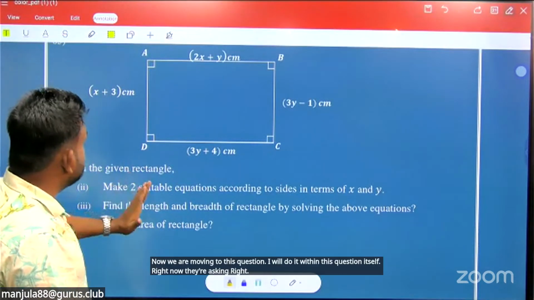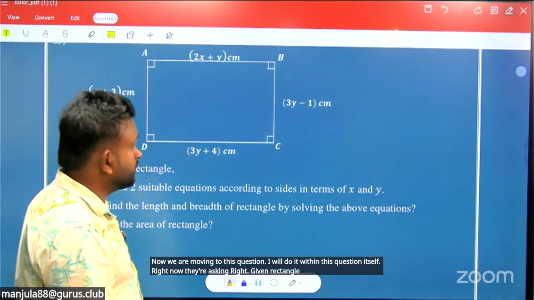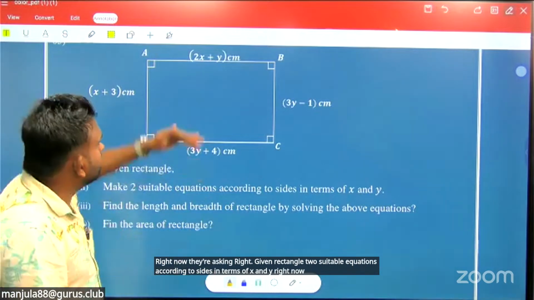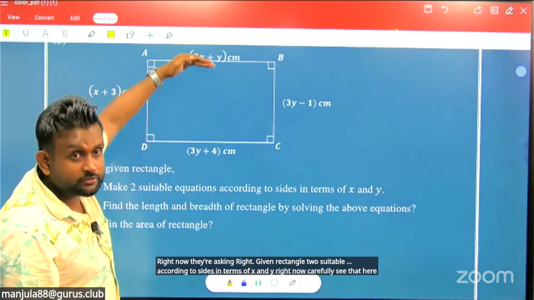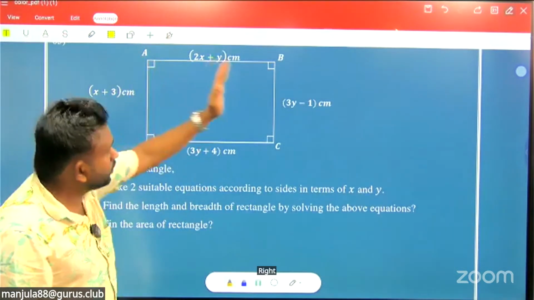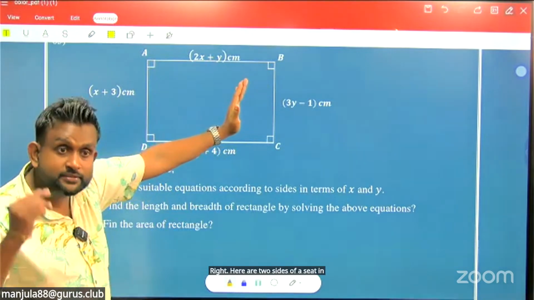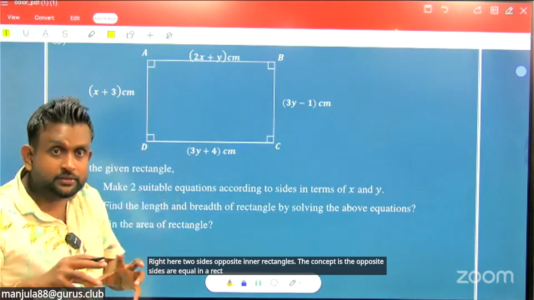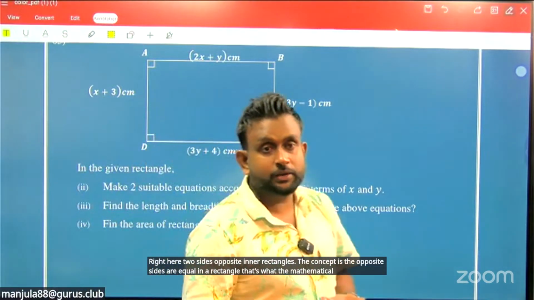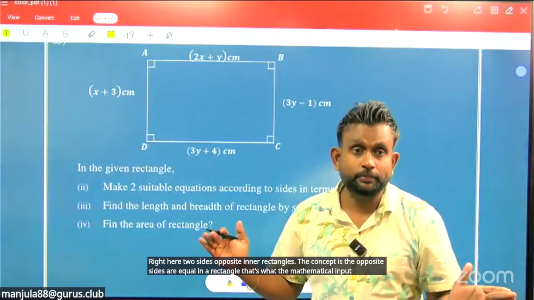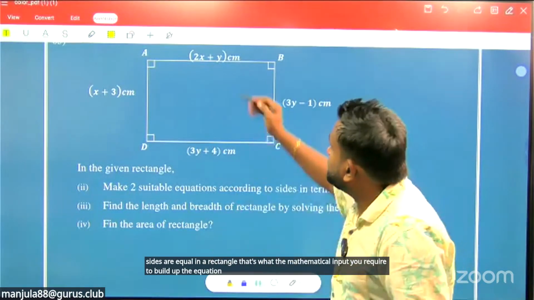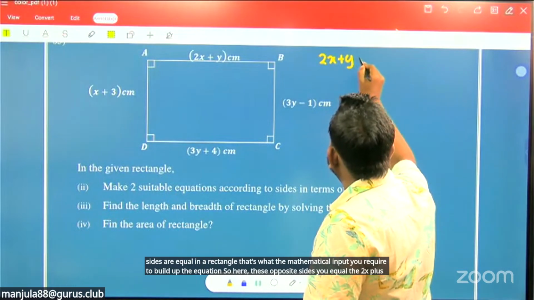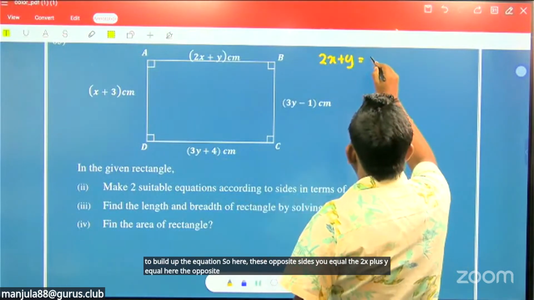Right, now they are asking, given a rectangle, form two suitable equations according to the sides in terms of x and y. Now carefully see that here the two sides are opposites. Here two sides are opposite in a rectangle. The concept is that the opposite sides are equal in a rectangle. That's the mathematical input you require to build up the equation. So here these opposite sides you equate: 2x plus y equals, the opposite side, 3y plus 4.